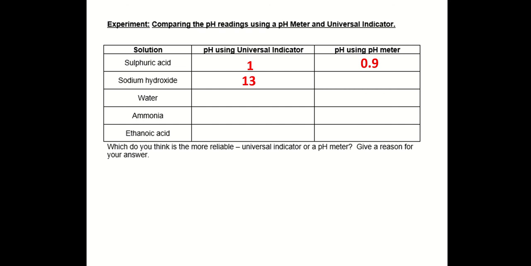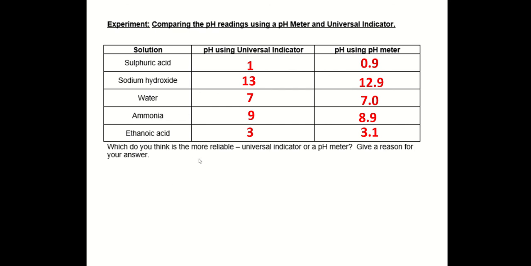Sodium hydroxide, typically pH 13. Again, using the pH meter, it turned out something like 12.9. Water should be 7, and with the pH meter, if you've got pure deionized water, it should be 7.0. Ammonia would tend to be about 9, and again, you get something similar with a pH meter, but slightly more accurate. And ethanoic acid, pH 3, it's a weak acid, and with a pH meter, something like 3.1.